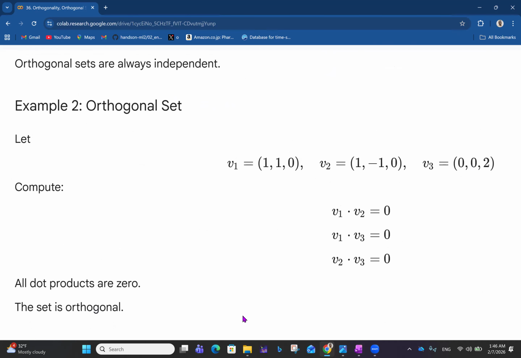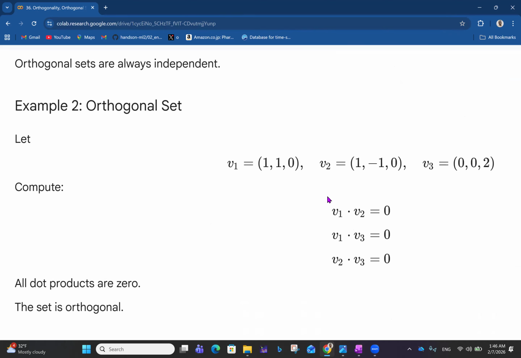So talking about orthogonal sets now, let v1 be (1, 1, 0), v2 be (1, -1, 0), and v3 be (0, 0, 2). Let's see, we want to check if the set containing these three vectors is orthogonal. And what will make that possible is if v1 dot v2, v1 dot v3, and v2 dot v3 are all 0.